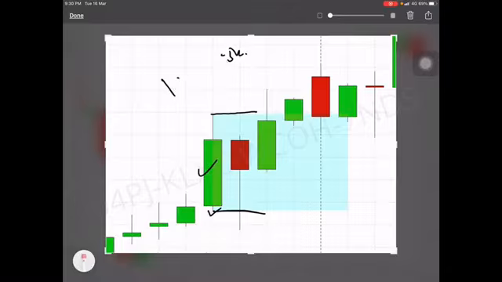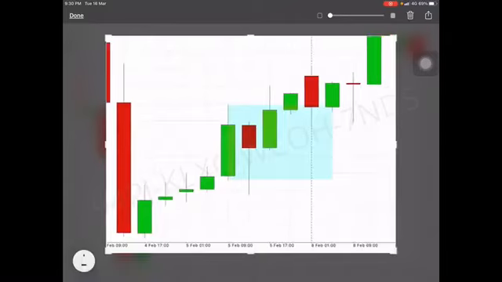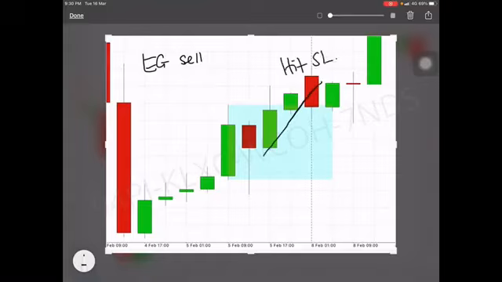So now, do you see what happened when the price comes back to the zone? This is an engulfing sell. Engulfing sell means that we're going to look for sell. But what happened is that the price goes up and hits SL. So do you understand why this is called a very high risk marking?